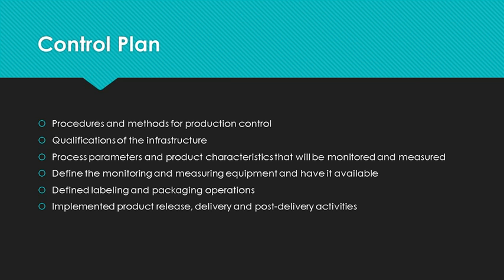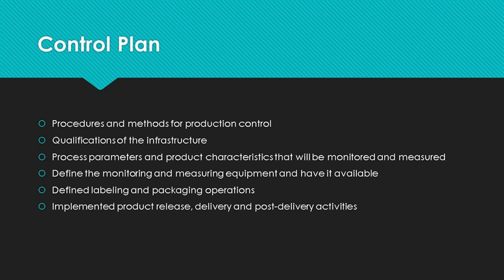For example, if you need air pressure to assemble two parts together, what is the range of PSI that should be used? The control plan defines the process parameters and product characteristics to be monitored and measured to ensure product will meet specification and requirements. It also defines how and what equipment to use to monitor and measure the equipment, and that the equipment must be available. I have been in companies where the measuring device was out for calibration and product was running without an alternative method to measure.